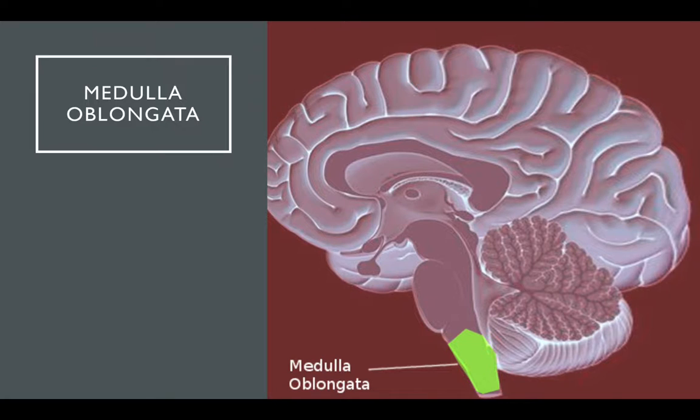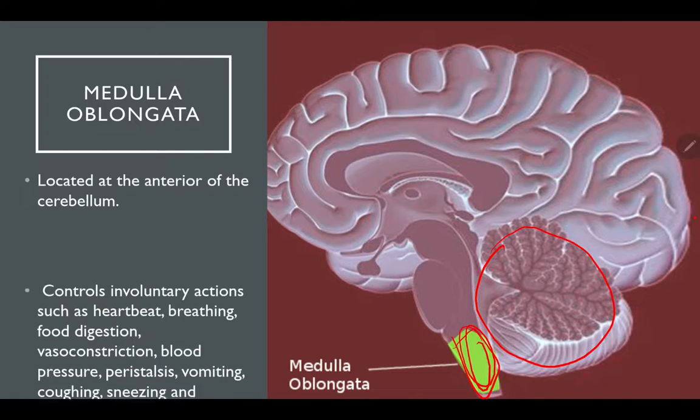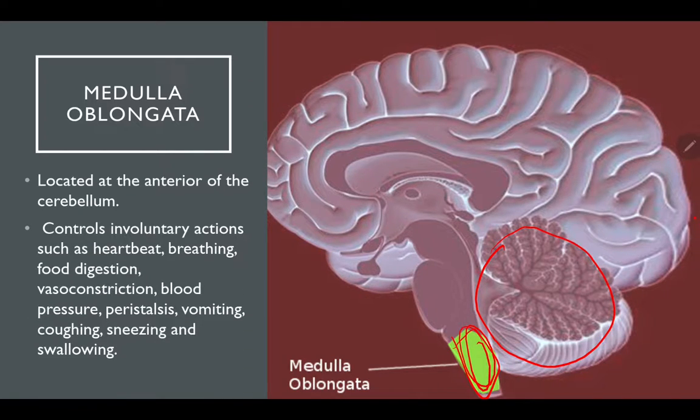Okay, next is medulla oblongata. Okay, this is medulla oblongata. It is located at the anterior of the cerebellum. Anterior di depan. So yang ni cerebellum, dia duduk kat depan sini. Okay, the function of medulla oblongata is to control involuntary action. Tindakan di luar kawal. Maksudnya kita tak boleh kawal dia.